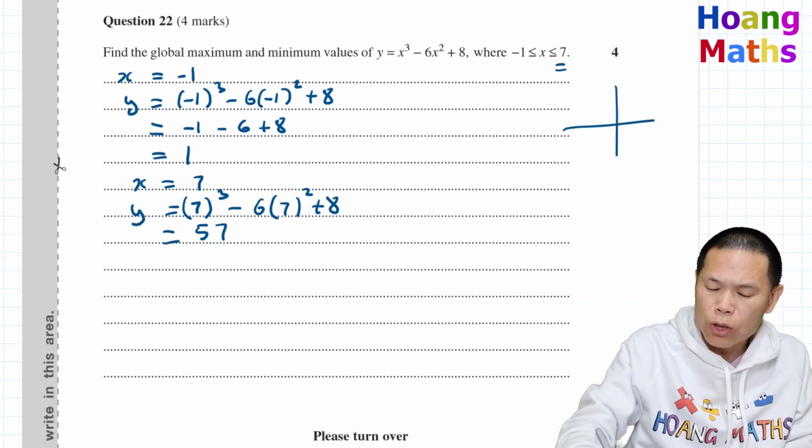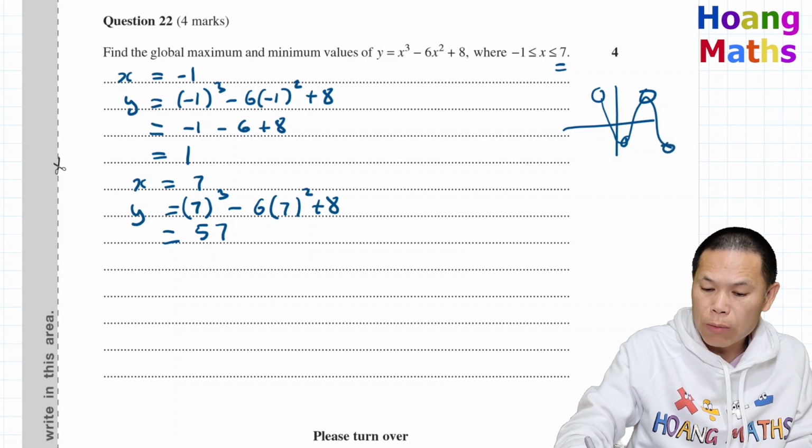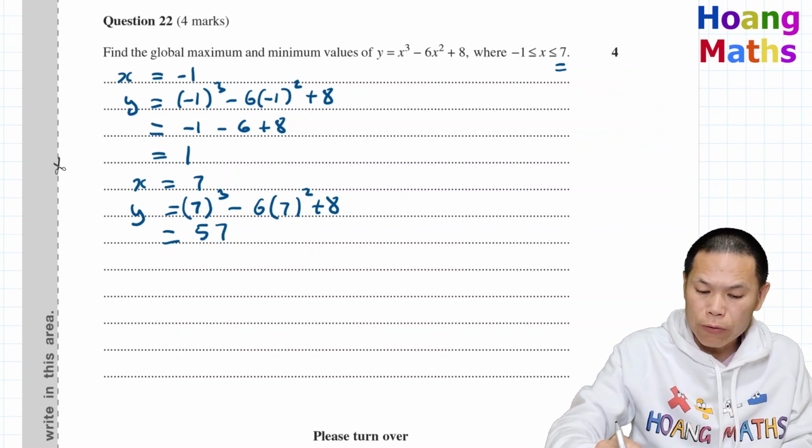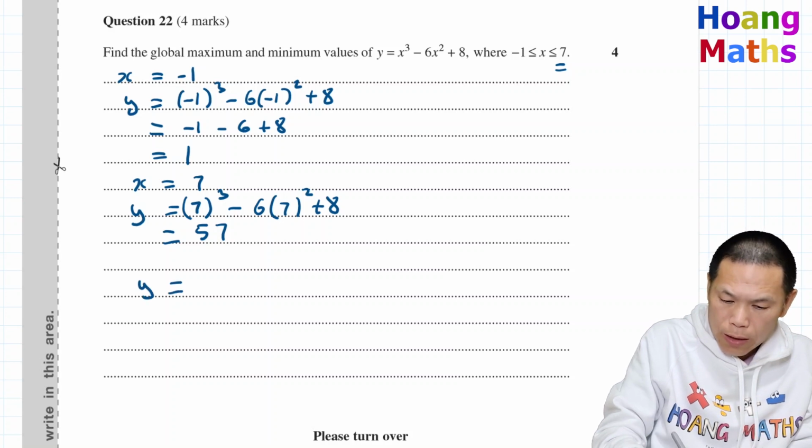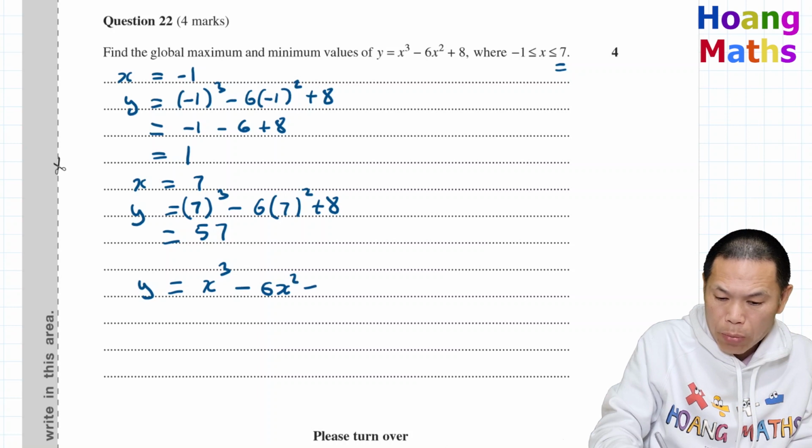Now we need to find the turning point, okay? Remember, the graph could go like this, okay? At the moment, y equals 1 when x is -1, it could go like that, okay? And we need to find this. So keep that in mind, okay? So now we need to find a turning point first. So we know that y is x to the power of 3 minus 6x squared plus 8.